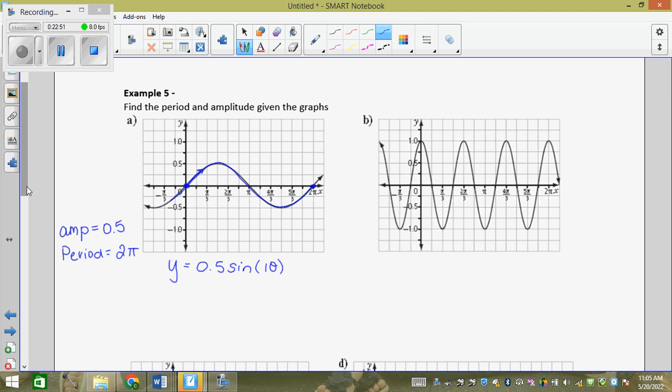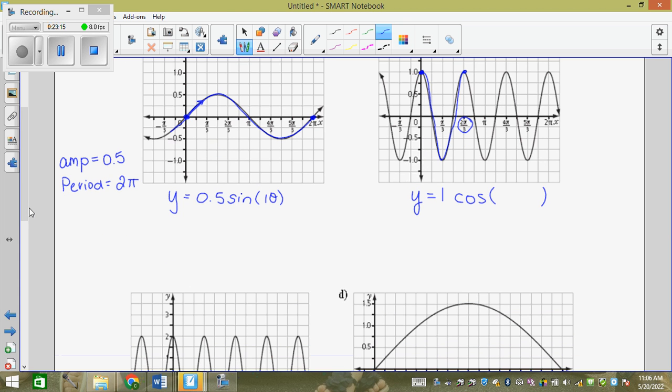We're going to make this one be a cos graph. What's my amplitude? 1. So it's going to be 1 cos. And it's positive 1 because the maximum is on the y-axis, right? And we count from a max to a max. Wait a second, it's 2 pi over 3. 2 pi over 3. What's my horizontal stretch then? It's 1/3, correct? So what am I going to put in for my b?